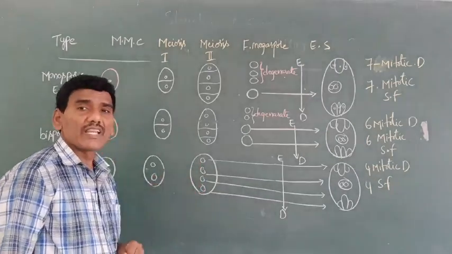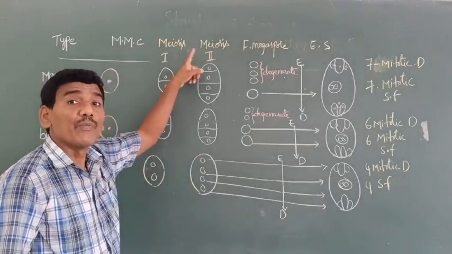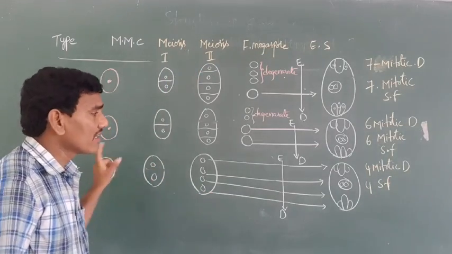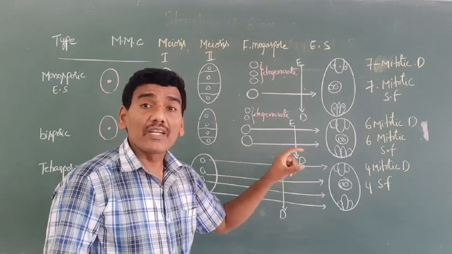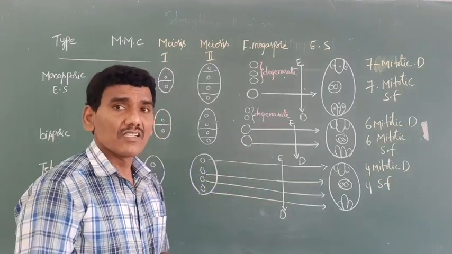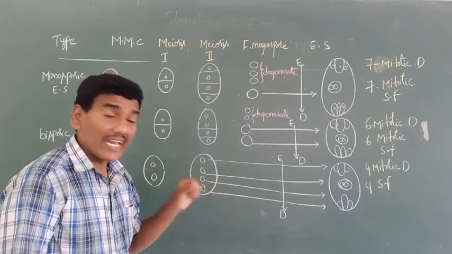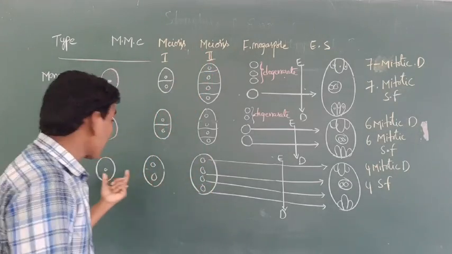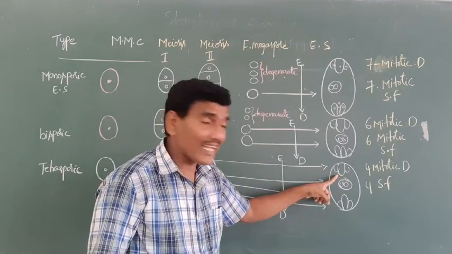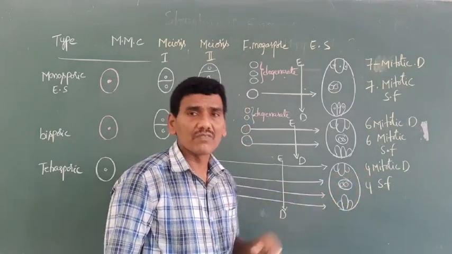The tetrasporic type of embryo sac is formed from 4 megaspore nucleus without cytokinesis at the end of meiosis in megaspore mother cell. For the formations of tetrasporic type of embryo sac, 4 mitotic divisions and 4 spindle fibers are involved.